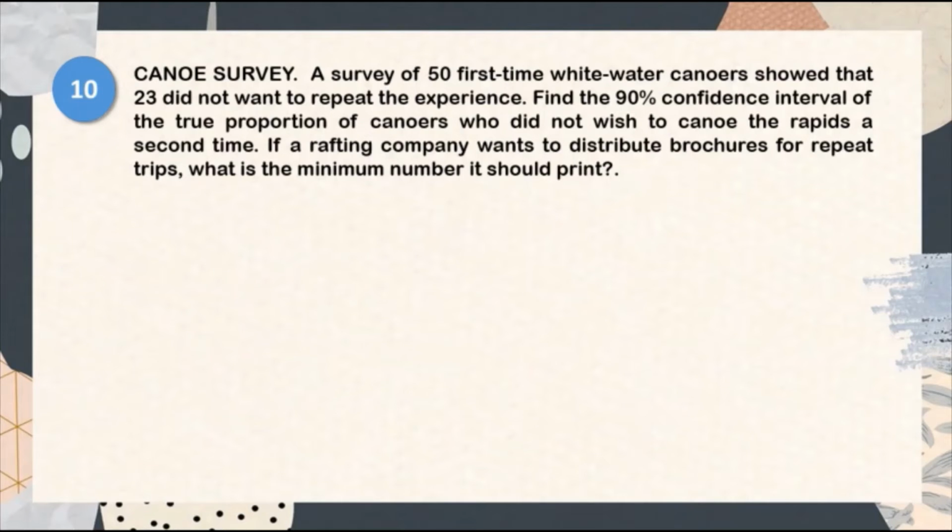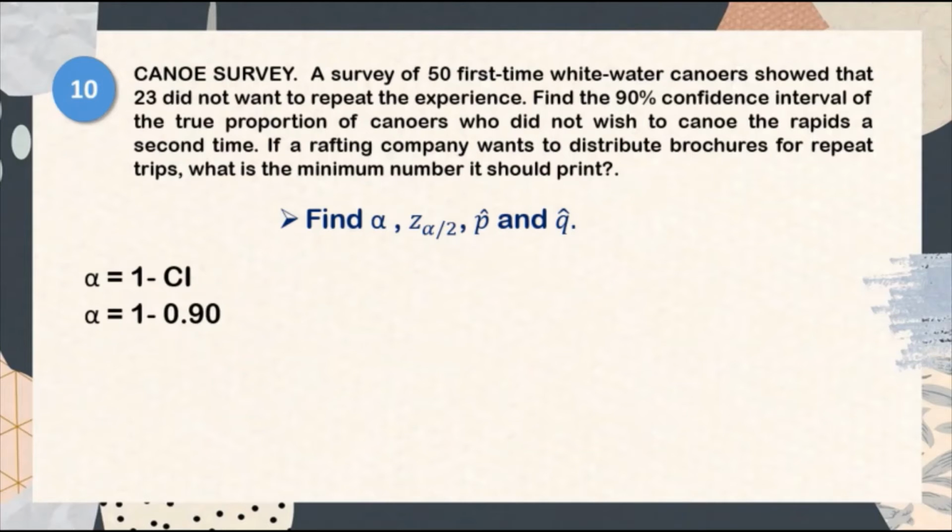The first thing we need to do is find the value of alpha, z sub alpha over 2, p hat, and q hat. First, we need to find the alpha using alpha is equal to 1 minus the confidence level. The confidence level is 90%, so it is equal to 0.90. Alpha is equal to 1 minus 0.90 is equal to 0.10.